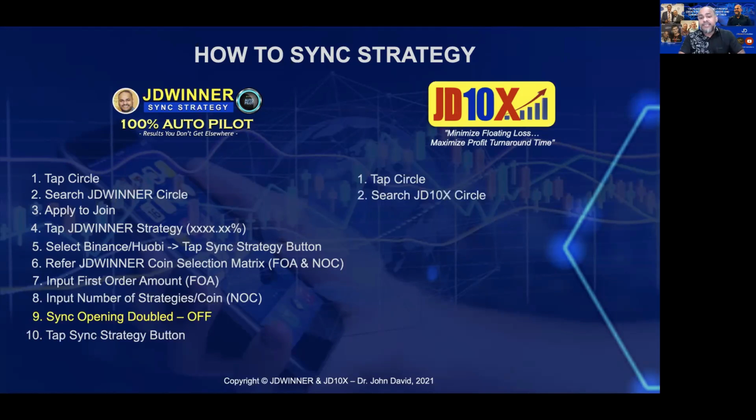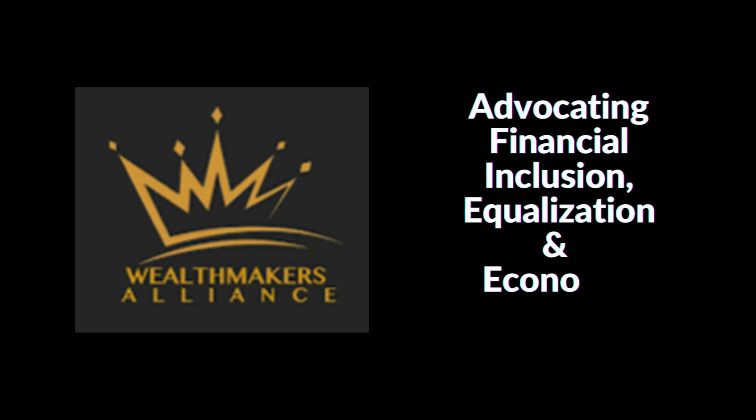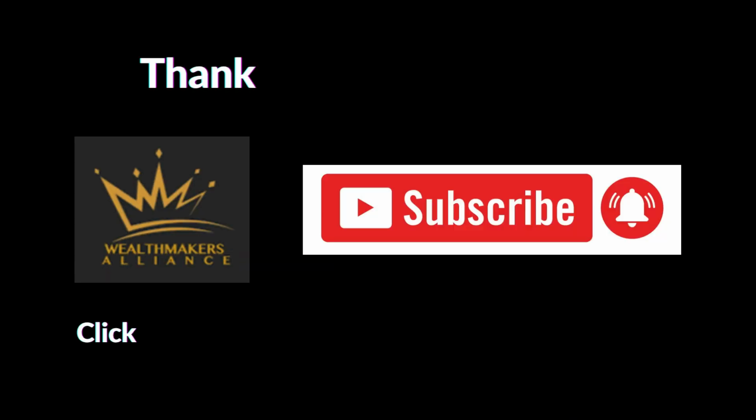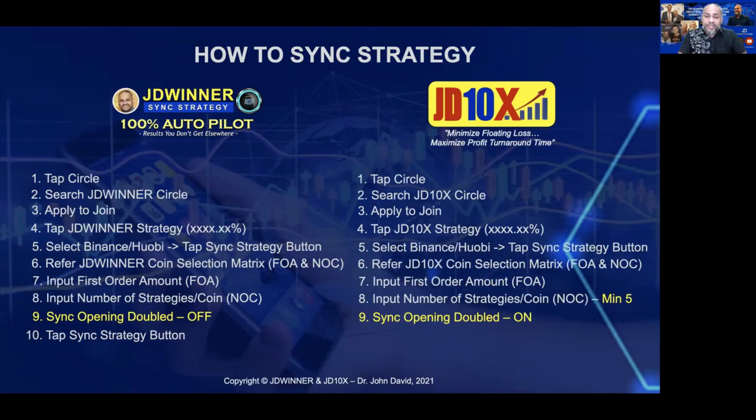Now for the JD10X, everything is the same, right? Everything is the same. But when you go to number 8, okay, remember the number of strategies or the number of coins will be minimum 5, all right, and then your Sync opening double will be on, all right. These are the main differences when it comes to the process of how you actually sync, right?